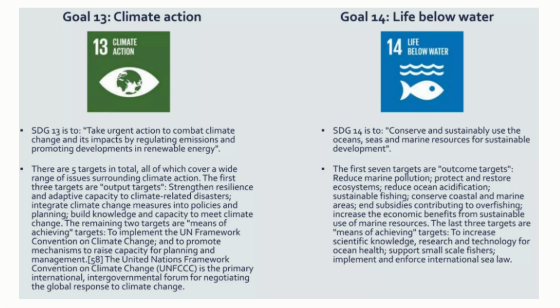The first 3 targets are output targets: strengthen resilience and adaptive capacity to climate related disasters, integrate climate change measures to policies and planning, build knowledge and capacity to meet climate change. The remaining 2 targets are means of achieving targets: to implement the UN Framework Convention on Climate Change and to promote mechanisms to raise capacity for planning and management. The United Nations Framework Convention on Climate Change is the primary international intergovernmental forum for negotiating the global response to climate change. Goal 14, life below water.